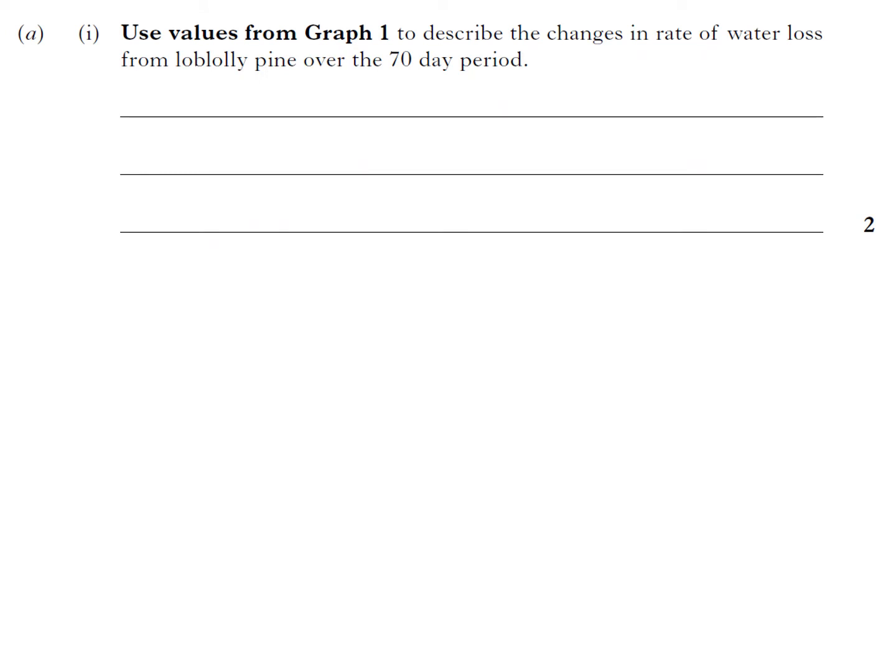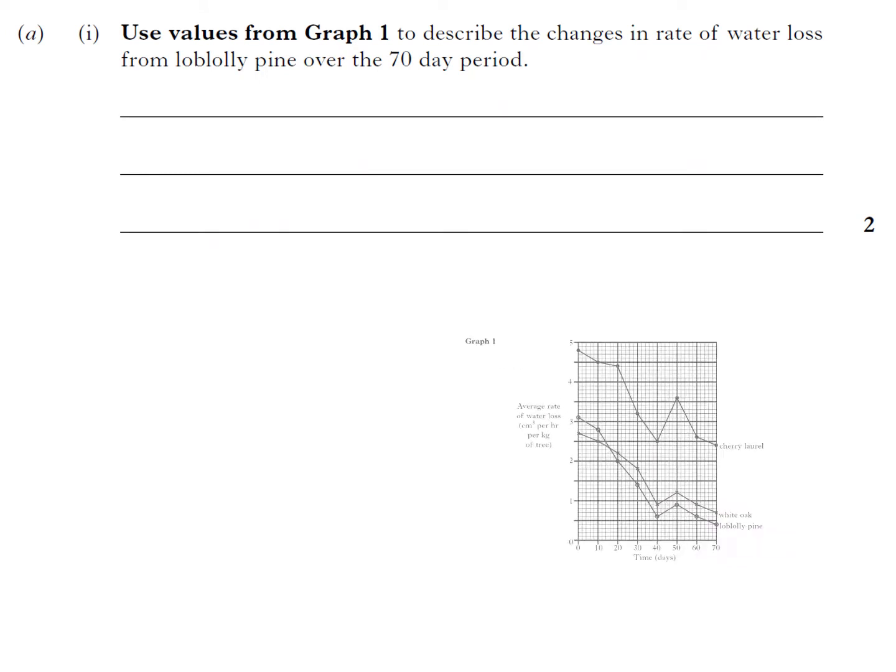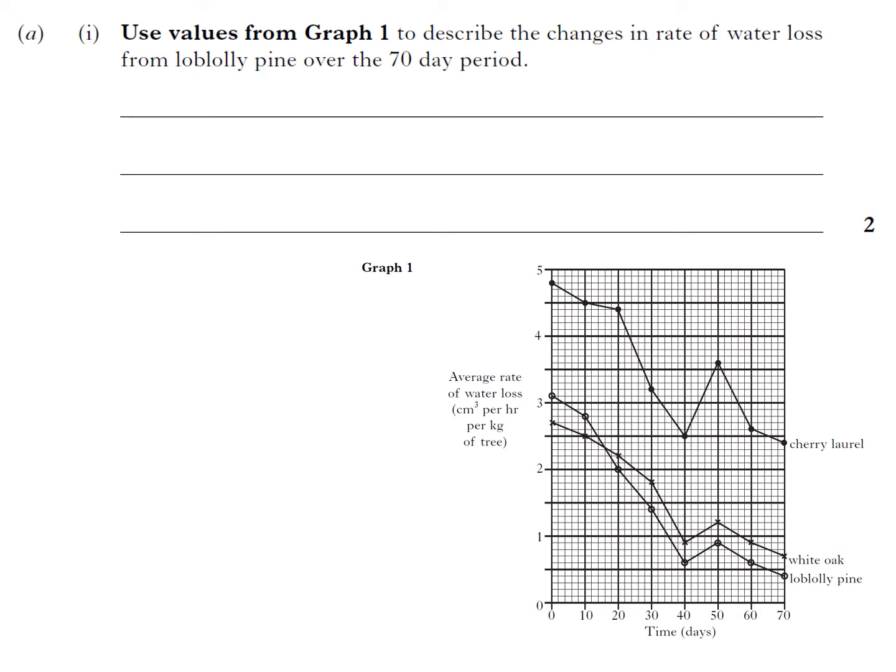First question says, using values from graph 1, so we obviously need graph 1, describe the changes in rate of water loss from loblolly pine over the 70-day period. So it's another one of these describe questions. You have to be absolutely precise and you have to give all of the data points that would be needed. So we are looking at this line here, the loblolly pine, not any of the other ones.